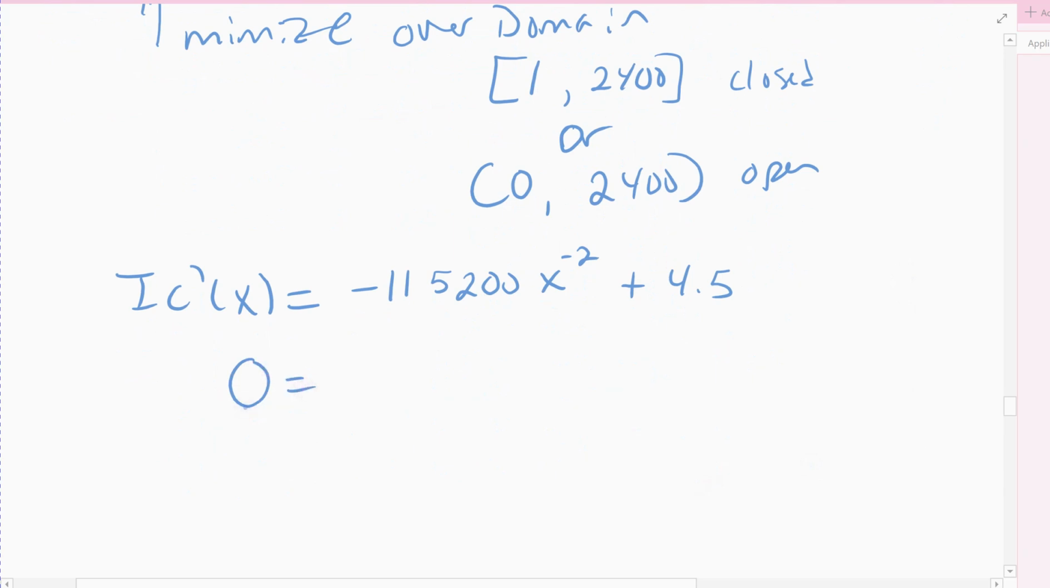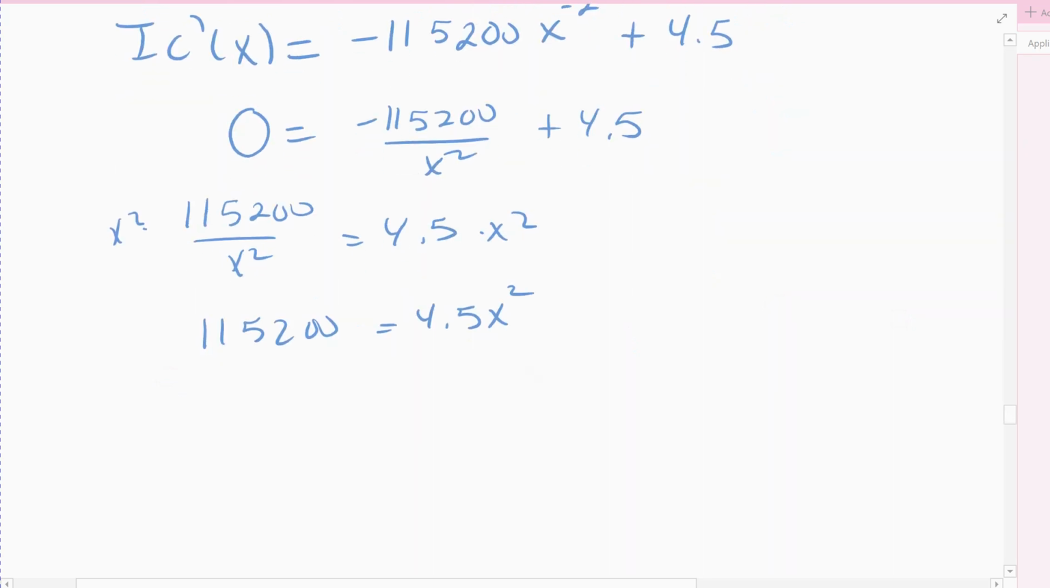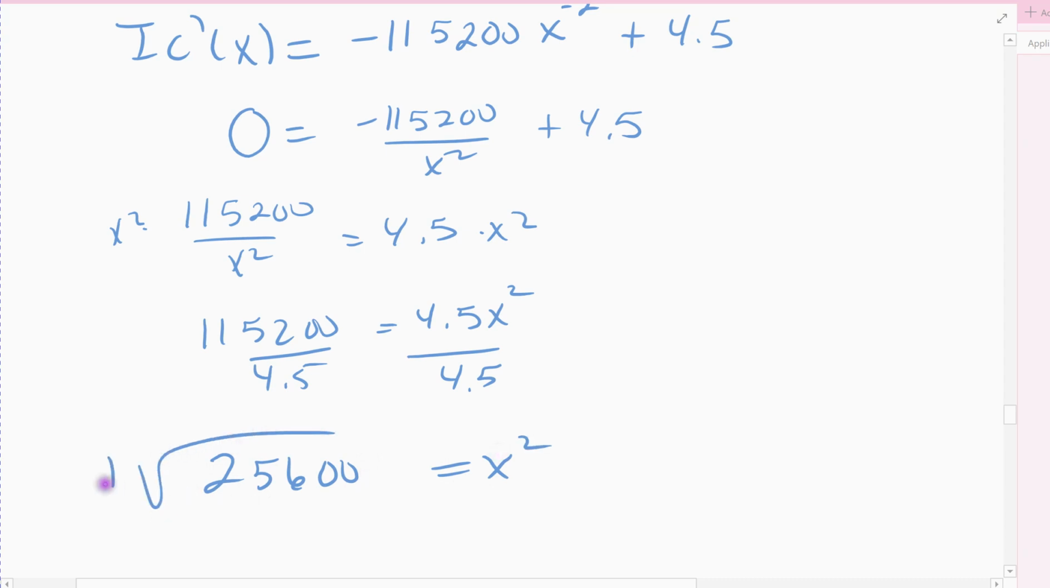Find the critical values by setting that equal to 0. When I set that equal to 0, I'm going to rewrite that as a positive square down the bottom. Move that negative fraction over here to make it positive. And then multiply both sides by the x squared. Divide by the 4.5. And so that comes out 25600 equals x squared. We take the square root of that.